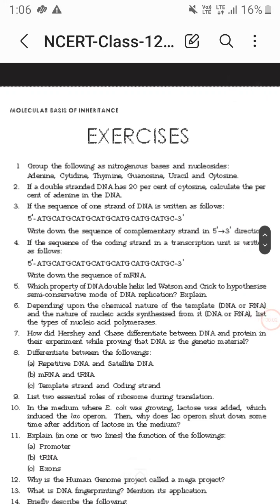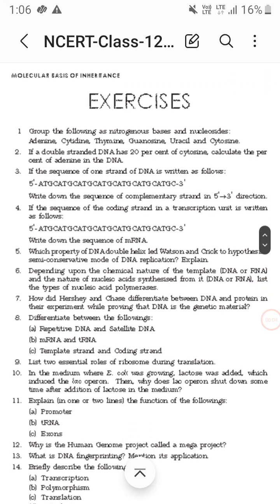Exercises of molecular basis of inheritance. Group the following as nitrogenous bases and nucleosides: adenine, cytidine, thymine, guanosine, uracil, cytosine. Adenine, thymine, uracil, cytosine are nitrogenous bases. Cytidine and guanosine are nucleosides.